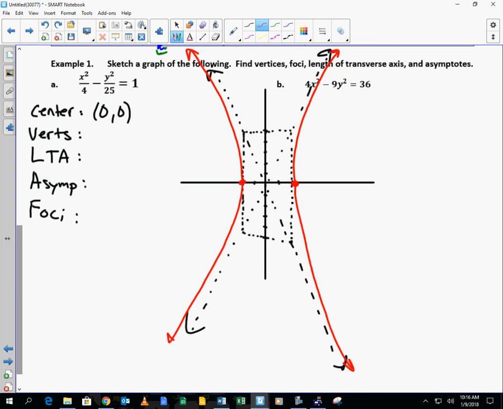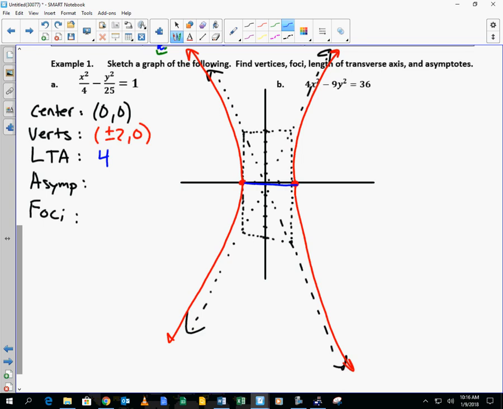The location of the vertices, what are they? Yeah, 2, 0, and negative 2, 0. So you could write it as plus or minus 2, 0 if you want. The length of the transverse axis, that's the distance between the two vertices. Very good, it is 4. We're doing this pretty quick, aren't we?